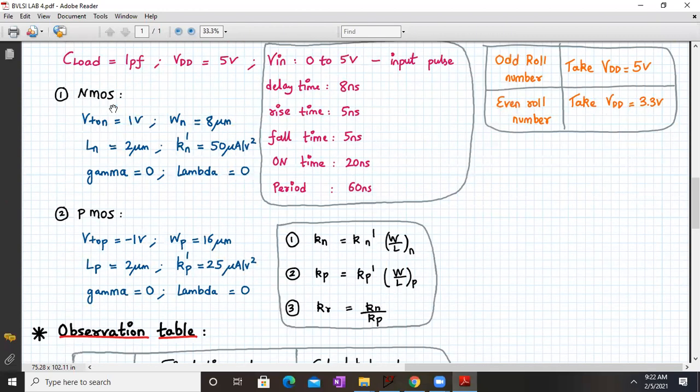So you have to consider the NMOS parameters as shown. VT will be 1 volt, WN and LN are given as 8 and 2 micrometer, and KN dash is 50 microampere per volt square. Okay. Similarly for PMOS, your VTP will be -1, and WP and LP are 16 micrometer and 2 micrometer, and KP dash is 25 microampere per volt square.